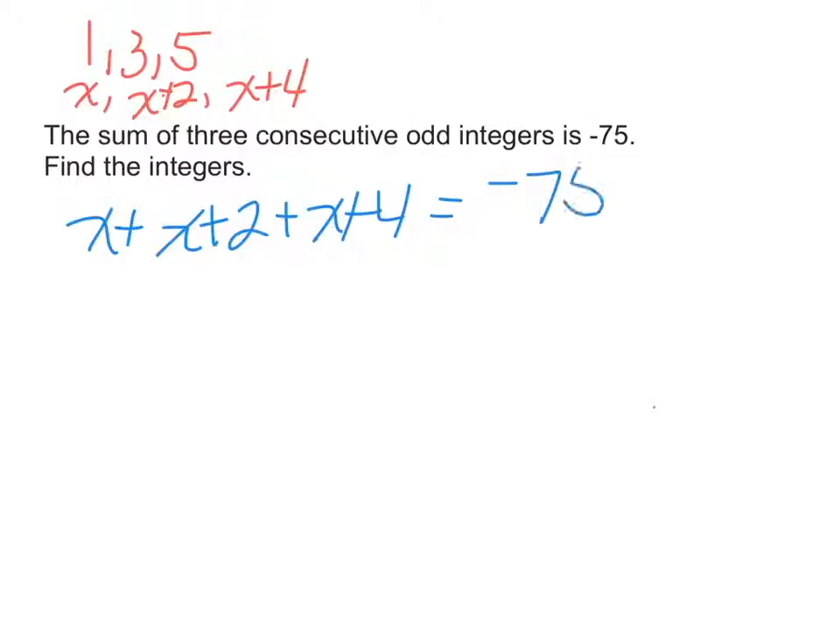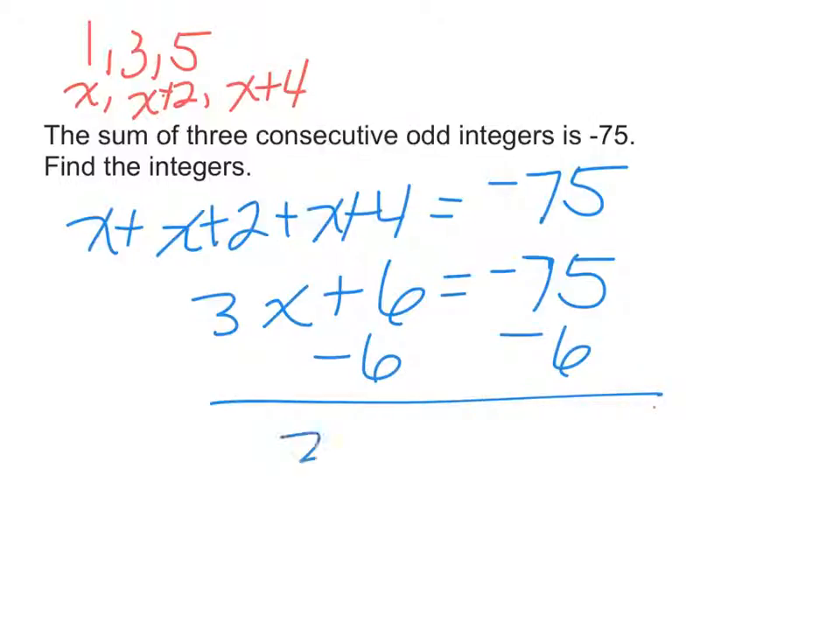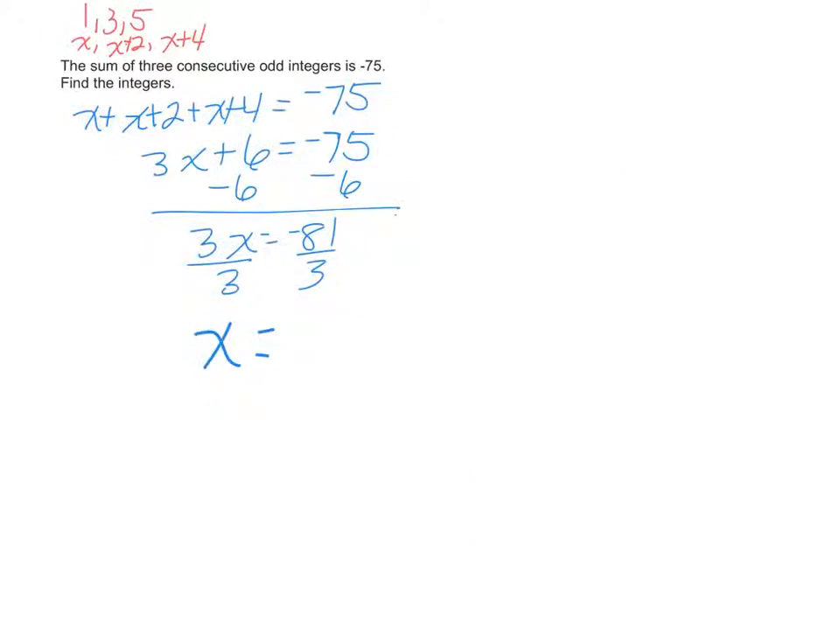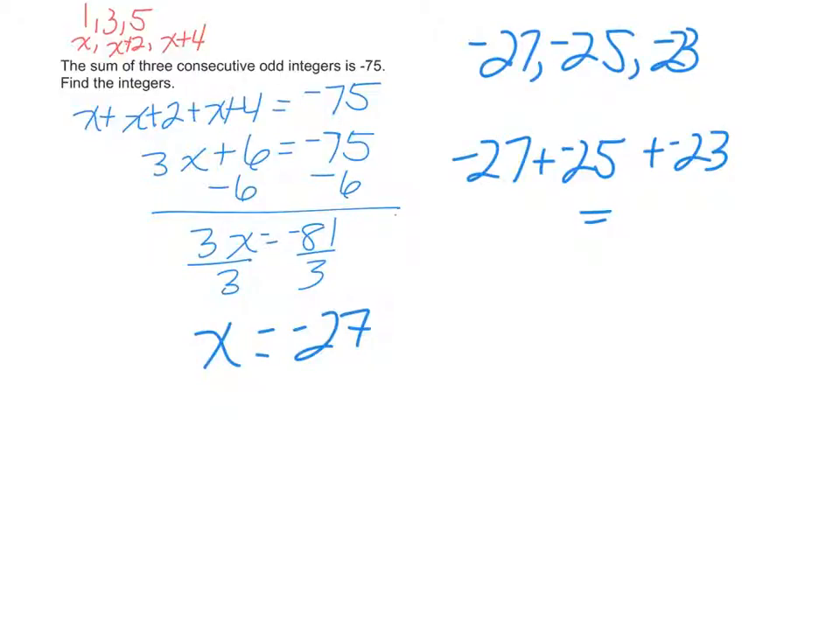always means equals negative 75. Combine my likes, so again I have 3x plus 2 plus 4 is 6. Then to get rid of the plus 6, I can subtract 6 from both sides of the equation. And divide by 3, and I have x equals negative 27. So if negative 27 is my first number, I add 2, I have negative 25. I add 2 to that, I have negative 23. And I checked them out by adding, and wouldn't you know, I got a sum of negative 75.